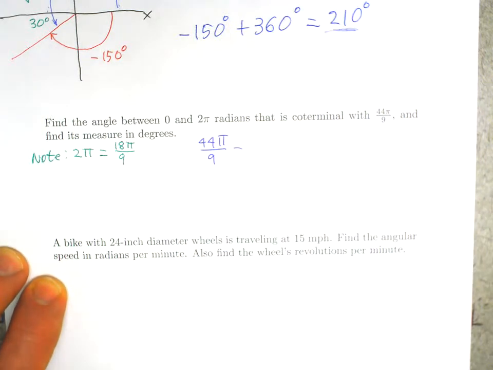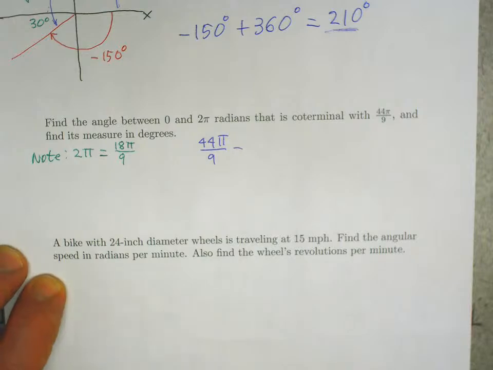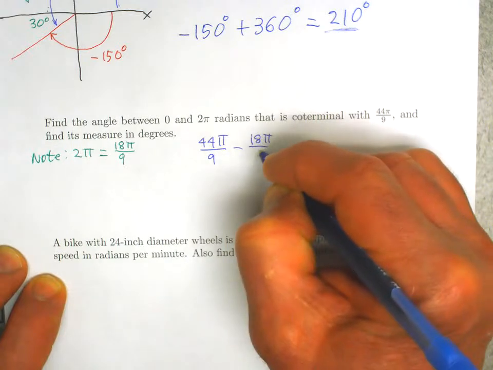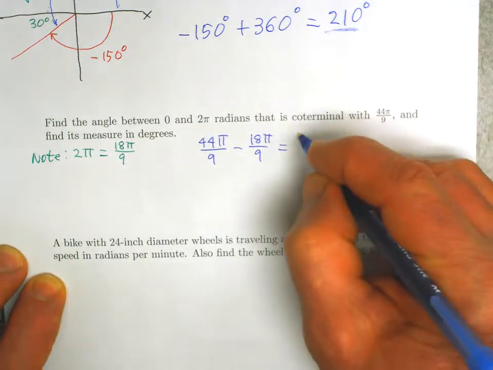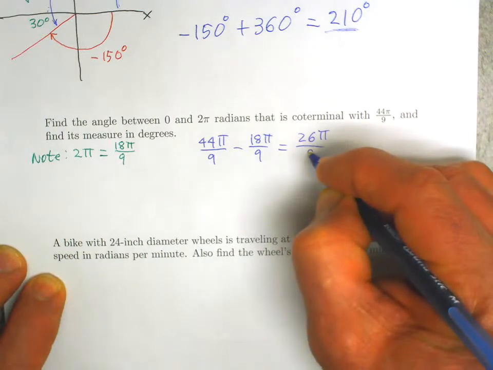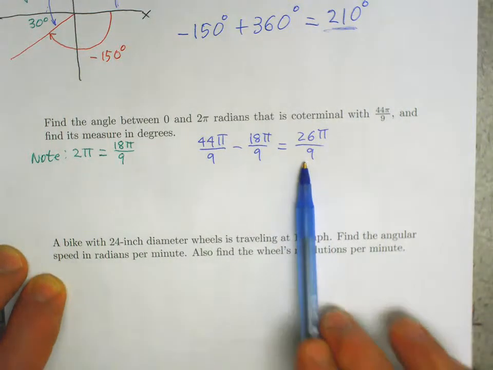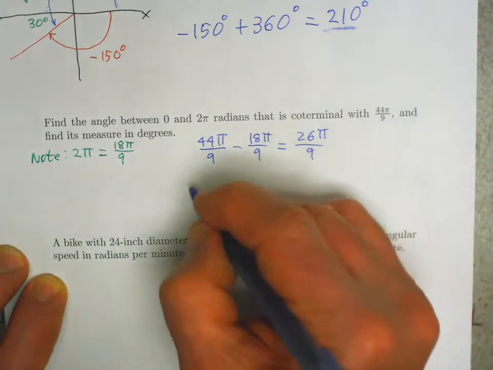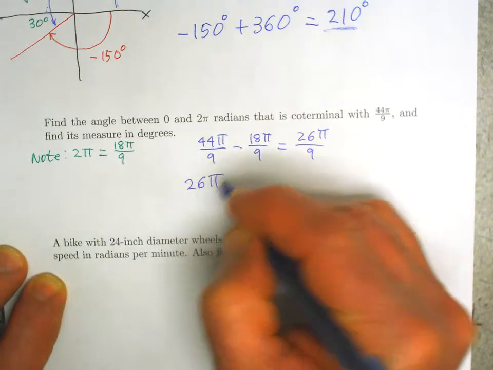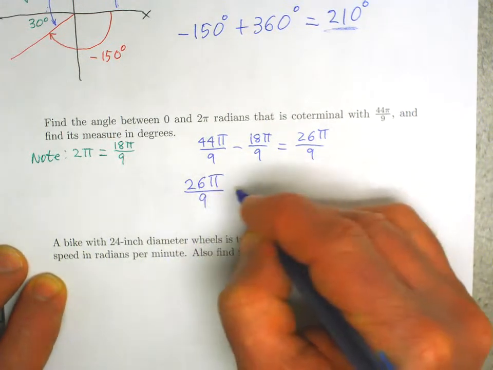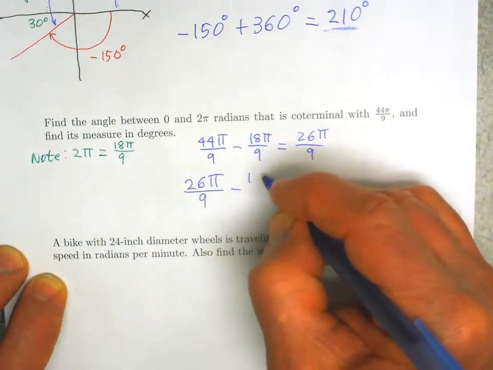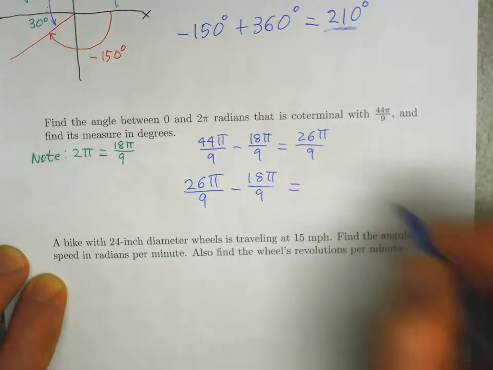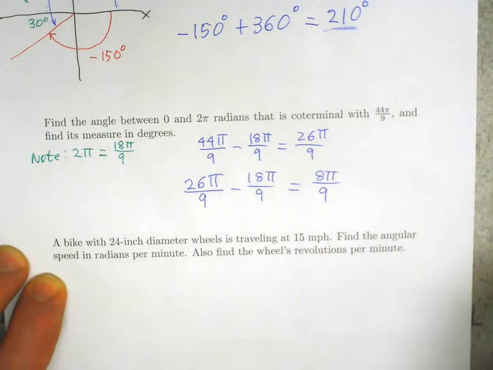well, we can subtract 2 pi to see what we get, because that's one full revolution. So let's subtract 18 pi over 9. And we get 26 pi over 9. 26 pi over 9 is still outside of the range between 0 and 2 pi. So we'll subtract another 2 pi from 26 pi over 9. This time, 26 pi over 9 minus 18 pi over 9. And this time we get 8 pi over 9.